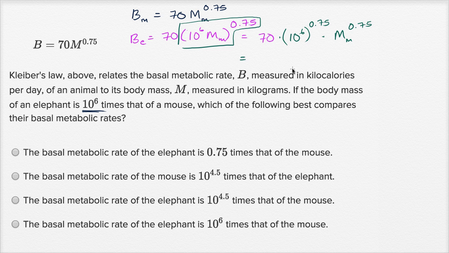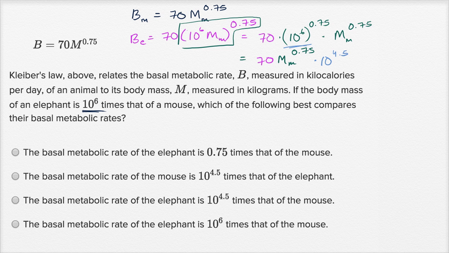Staying true to the colors, this is equal to 70 times the mass of a mouse to the 0.75 power, and then you're going to have this thing times 10 to the 6th to the 0.75 power. If I raise something to an exponent and then raise that to an exponent, that's just like raising the 10 to the product of 6 times 0.75. So what's 6 times 0.75? That is going to be 4.5. One way to think about it: 0.75 is 3/4, so 6 times 3 over 4 is 18 over 4, which is the same thing as 4.5. So raising 10 to the 6th power and then raising that to the 0.75 is the same thing as raising 10 to the 4.5 power.